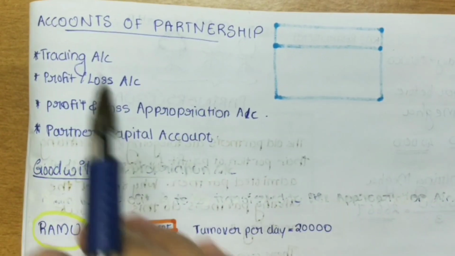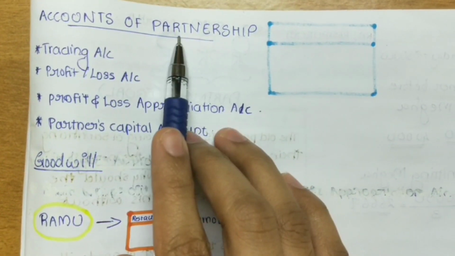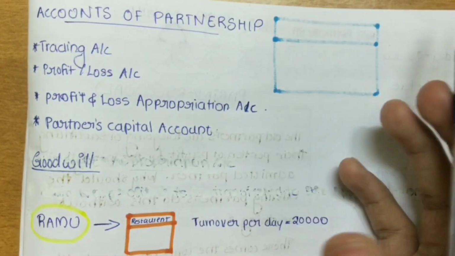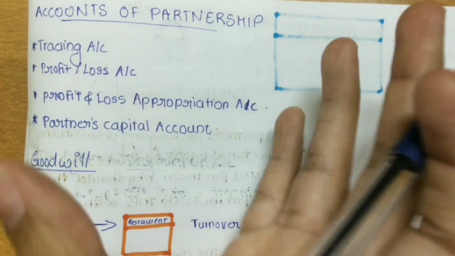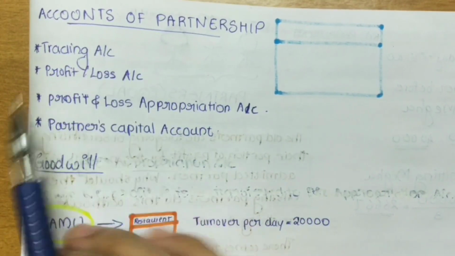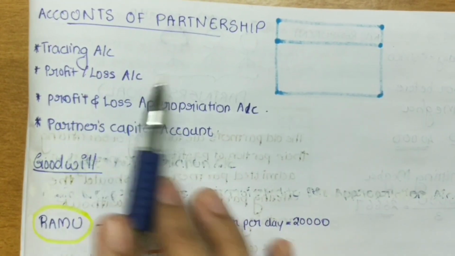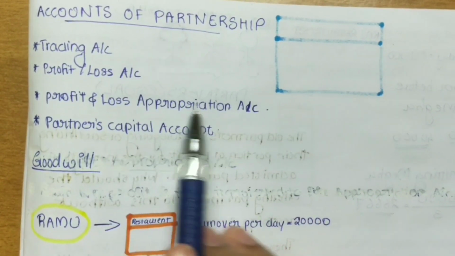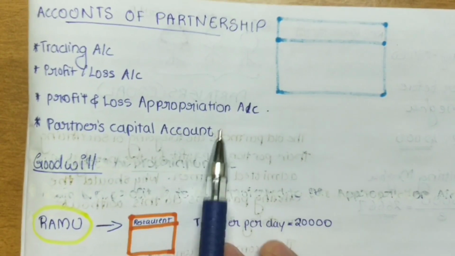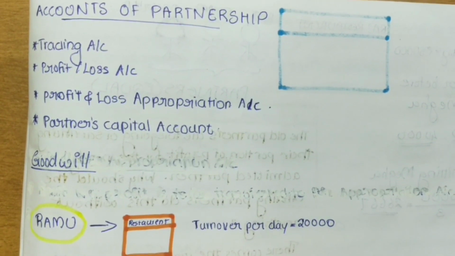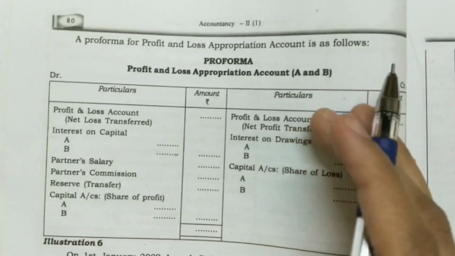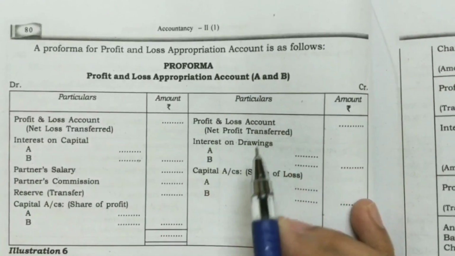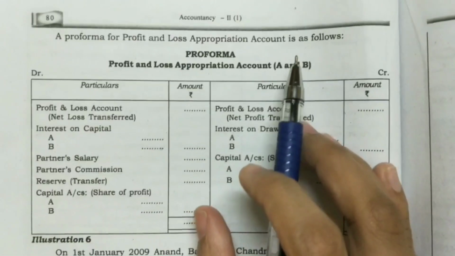Okay, so next we are going to talk about accounts of partnership. So in accounts of partnership, what are the accounts which we prepare in partnership? They are trading account, profit and loss account, profit and loss appropriation account, and partners capital account. Now let's see profit and loss appropriation account. So this is the pro forma of my plus 2 textbook. I will explain with the help of this pro forma.